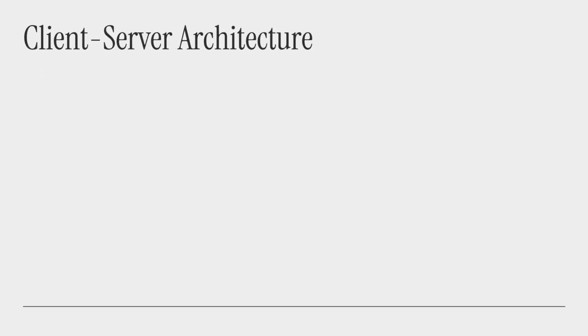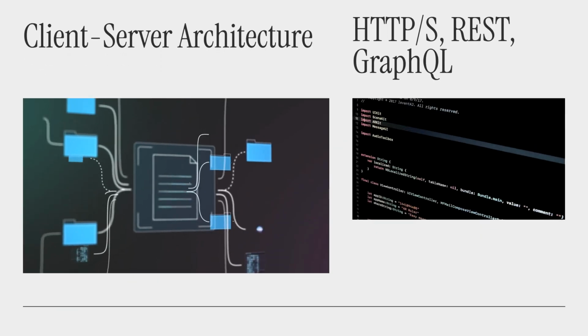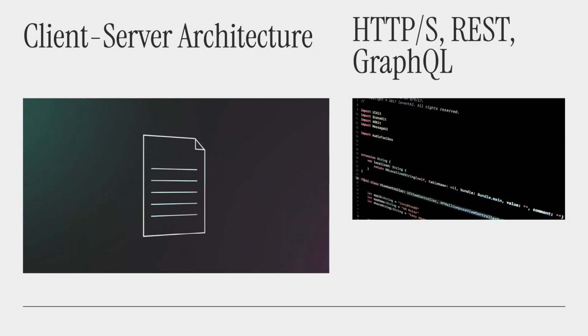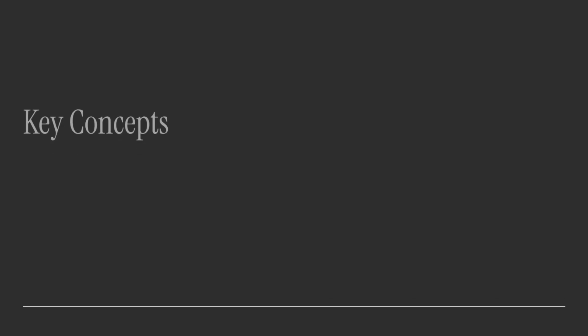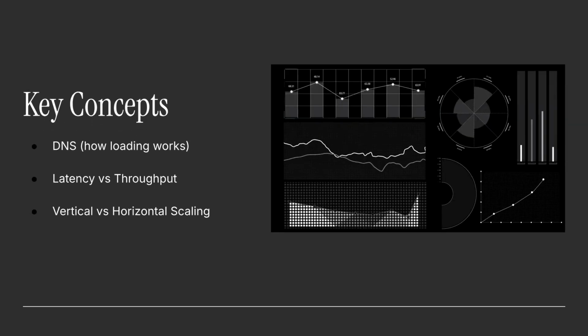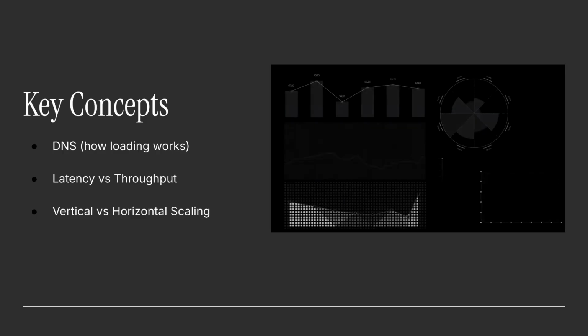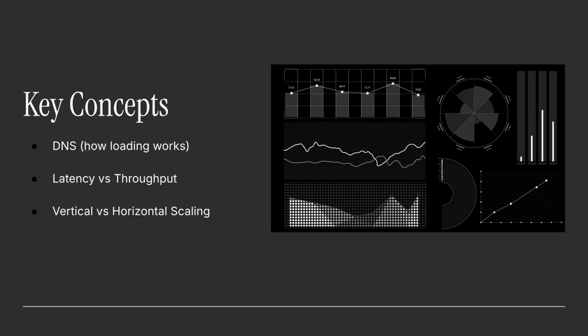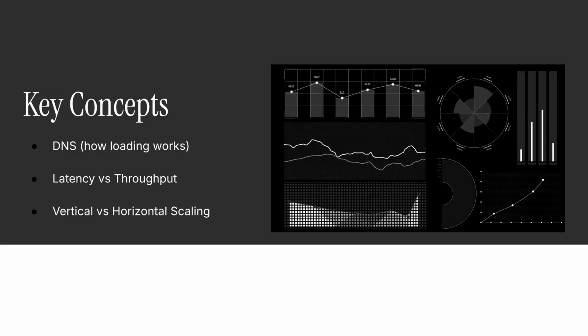Without these core concepts, system design will feel confusing and overwhelming. You must understand client-server architecture and protocols like HTTP and HTTPS. Also, know the difference between REST and GraphQL for data fetching. Master key terms like DNS, the difference between latency and throughput, and the concepts of vertical versus horizontal scaling. Your goal is to trace how a request travels from a mobile app to a server and back.